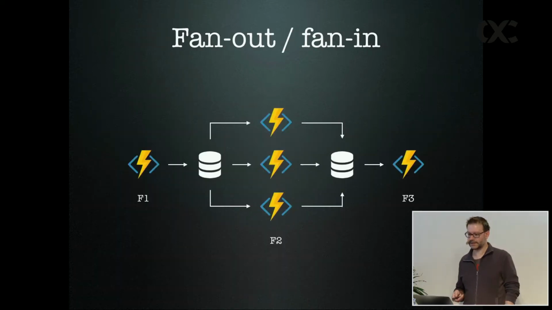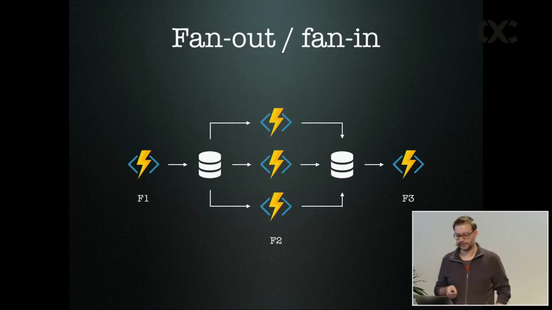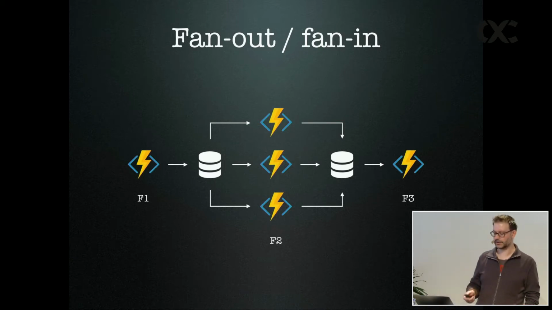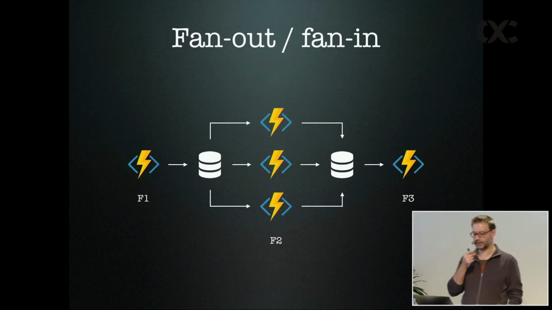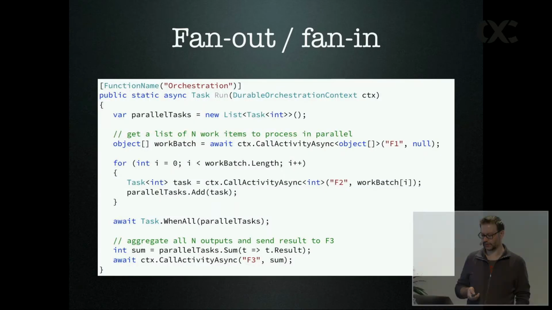Second pattern is fan out, fan in. Fan out, fan in is a great example pattern for durable orchestrations because that's a point where you can really lose some money if something crashes, and it's a good opportunity to show that. Okay, let's have a look at the code.